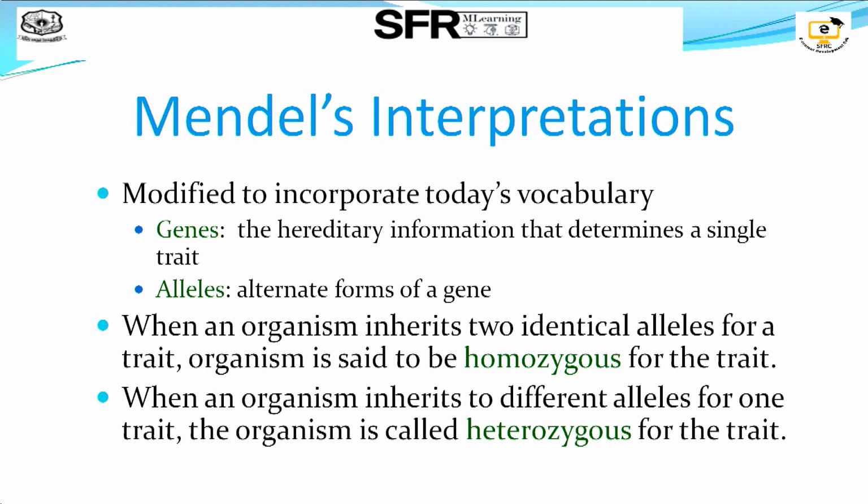Alleles are alternative forms of a gene. When an organism inherits two identical alleles for a trait, the organism is said to be homozygous. What I explained: for two different alleles for one trait, it is called the heterozygous condition.